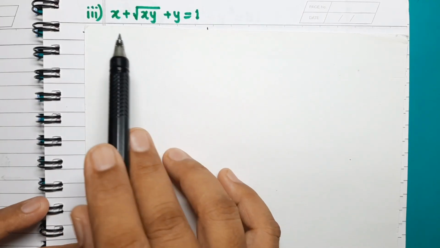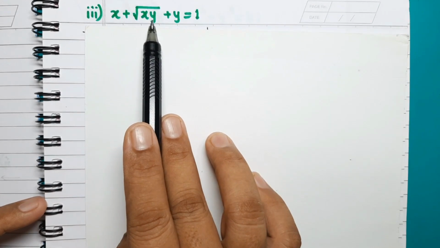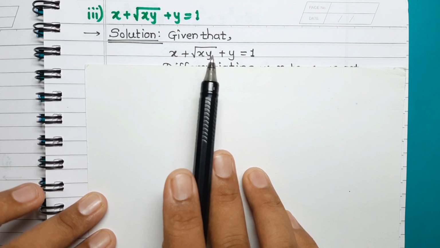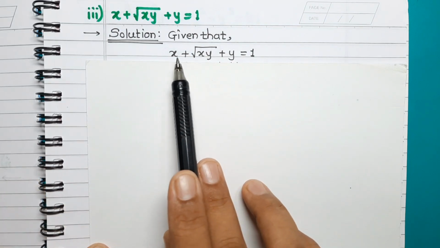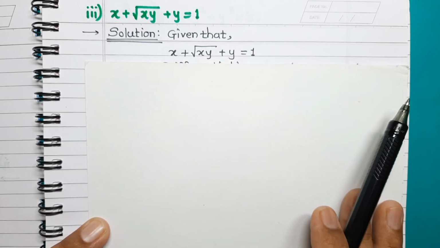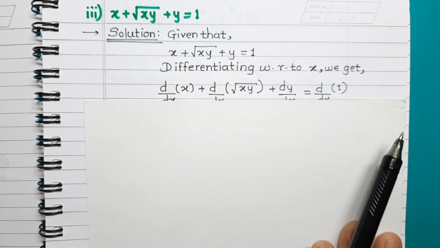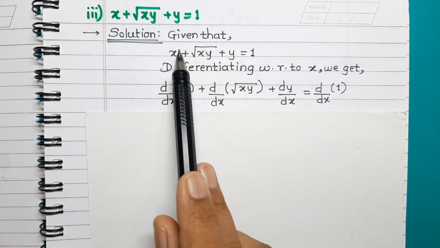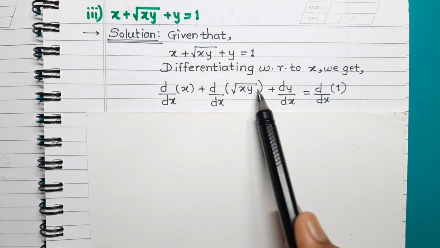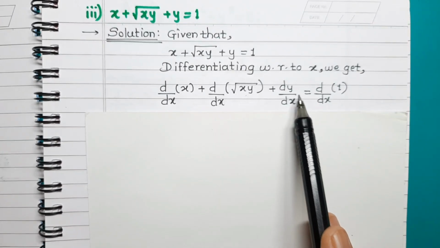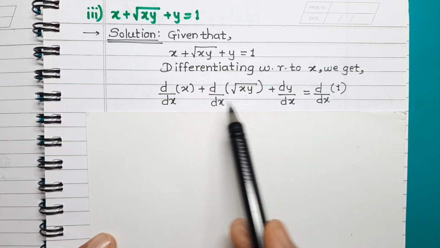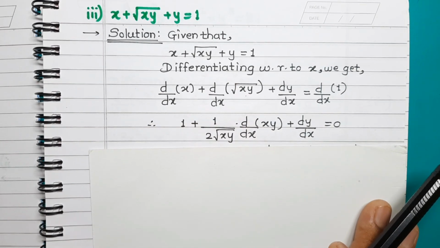Then let's consider third example. x plus root of xy plus y is equal to 1. In the solution you write down the given function, and here we are going to differentiate this function with respect to x directly at this step. So differentiating with respect to x, we get, see, first term is x. So derivative of x plus derivative of this root of xy plus derivative of y is dy by dx is equal to derivative of 1. Okay, so let's evaluate all these derivatives to the next step.